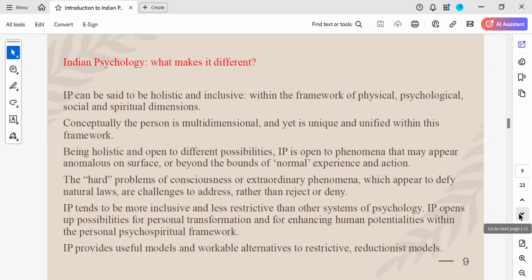So we do not focus on the problem. Again, it is a person. So we believe that after whatever the complaint is of the client when they come to you, whatever that problem is, once it is solved, you don't really stop there. You try to explore the person's potential even further on to see where it can lead and how the person can flourish, right? In their lives and in their social life, in their personal, spiritual, or whatever. Now, IP provides useful models and workable alternatives to restrictive reductionist model. So it is going further than just stopping at the problem at hand.